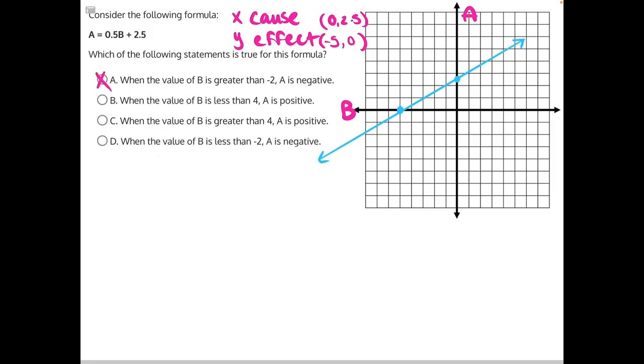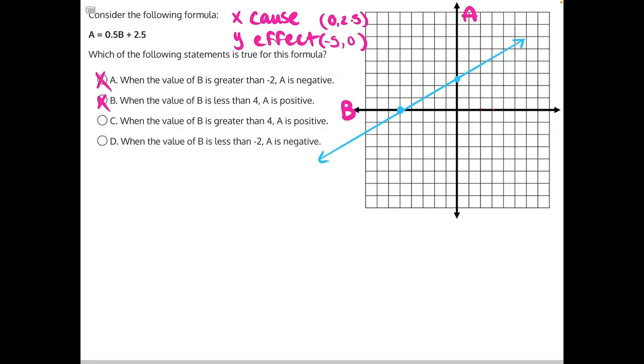Answer choice B says when the value of b is less than 4, so we have positive 1, 2, 3, 4, and less than, A is positive. Well, A is going to be positive for a time, but once we cross over the x-axis, all of these values have negative A values, meaning that B is incorrect.